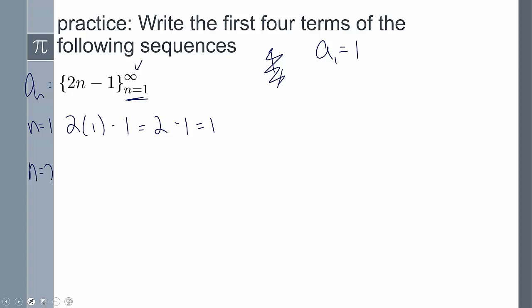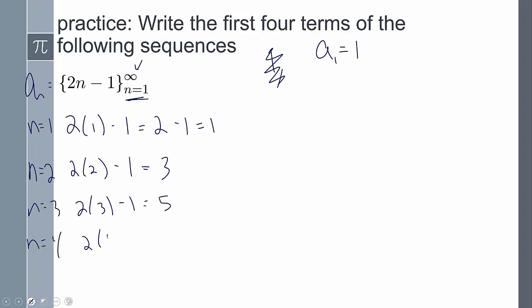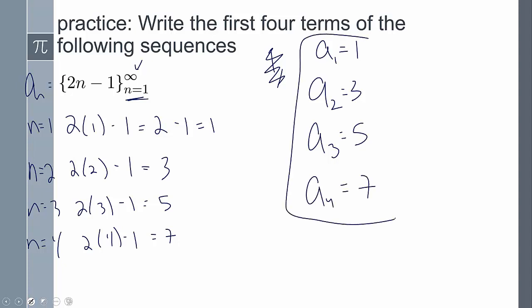So however we want to organize it, n equals 2. That means 2 times 2 minus 1, which gives me 3. N equals 3, so 2 times 3 minus 1, which gives me 5. And then n equals 4, so 2 times 4 minus 1, which gives me 7. So a sub 1 equals 1, a sub 2 equals 3, a sub 3 equals 5, and a sub 4 equals 7. So there is my sequence, the first 4 values of them.